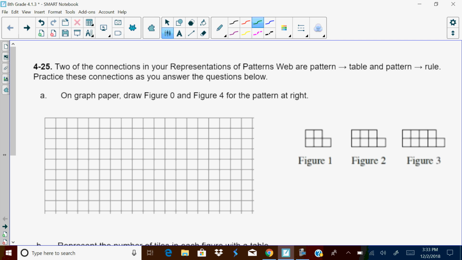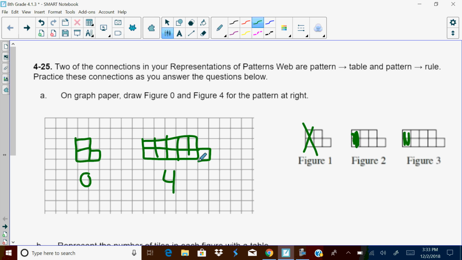So I know that figure 1, if I were to figure out how it's growing, it's adding these two right here each time. So go back to figure 0, I would take them away. So figure 0 is going to look just like that. And then figure 4, I'm going to add one more. So I have 1, 2, 3, 4 already. So I need 5. So figure 4 is going to look like that.